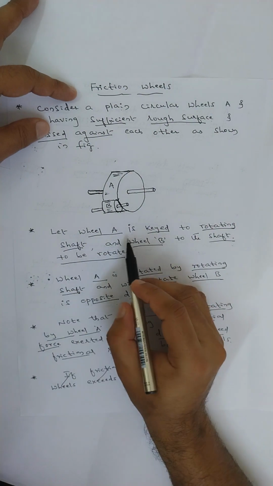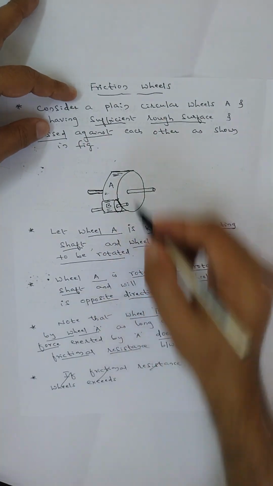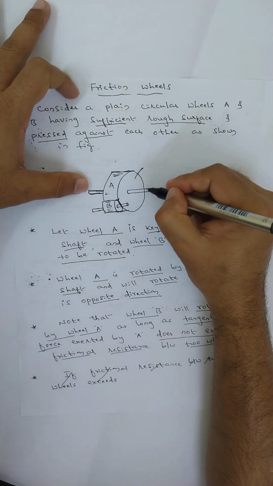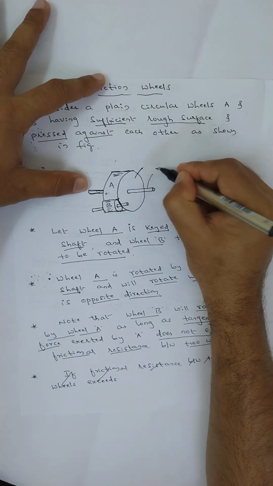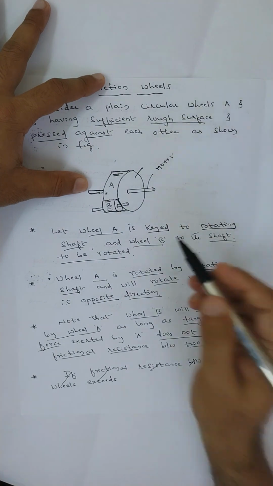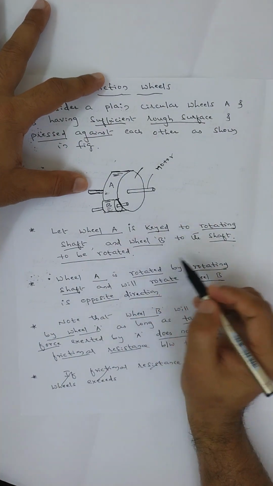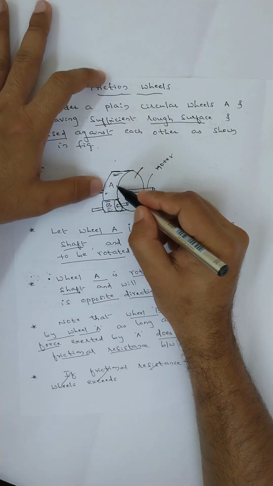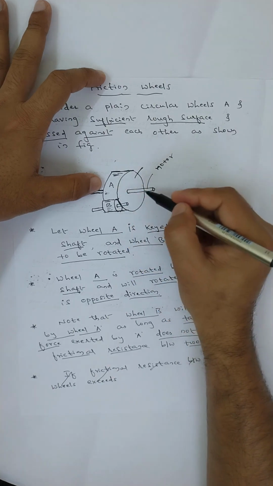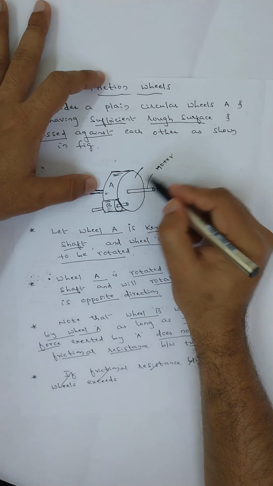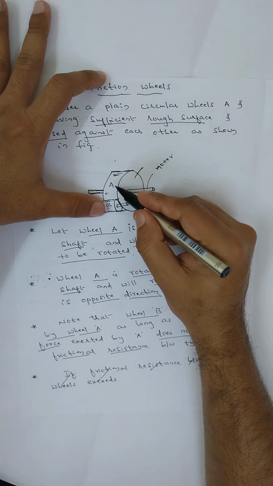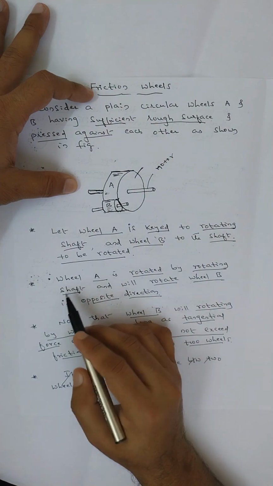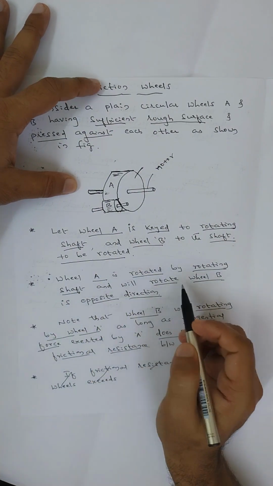Wheel A is keyed to the rotating shaft. It means this shaft is connected to a motor. Wheel B is on the shaft to be rotated, and B is connected to wheel A. Wheel A is connected to the motor shaft, and B is connected to wheel A, as shown in the figure here.